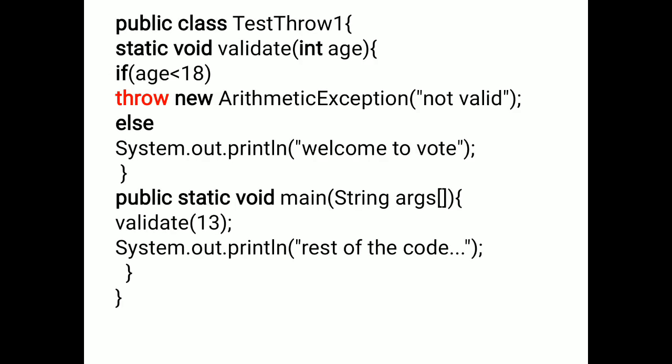So here is one example. If the age is less than 18, throw new arithmetic exception, not valid. Now you are creating your own exception, and the description of that exception is not valid. So now throw is used. Here in the main program we are calling that validate function by passing 13. Now the age is less than 18, so obviously it will generate a runtime error, that is, new arithmetic exception with the description not valid.